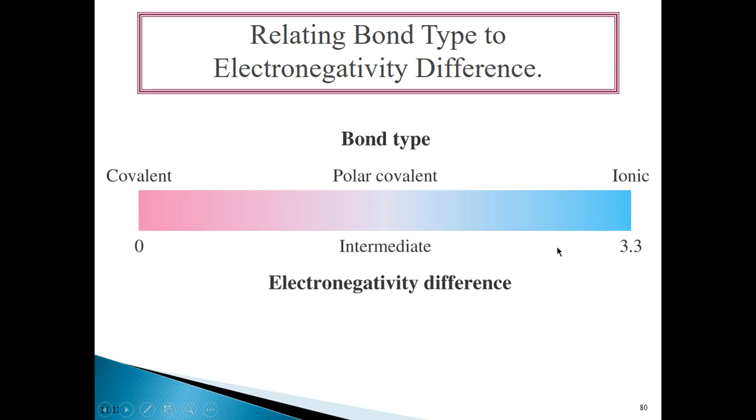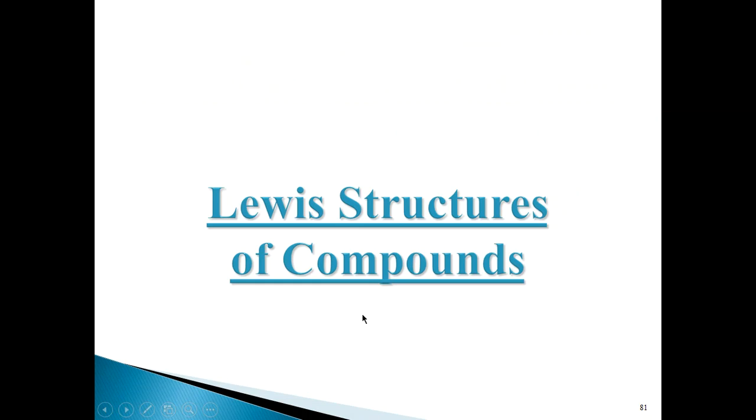So this is again another diagram basically giving you the bond type according to the electronegativity difference. And that's it for this discussion. In the next video, we're going to talk about the Lewis structures of compounds as opposed to the Lewis structures of atoms.